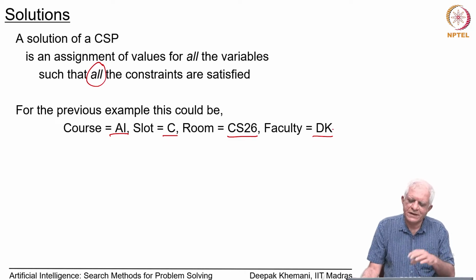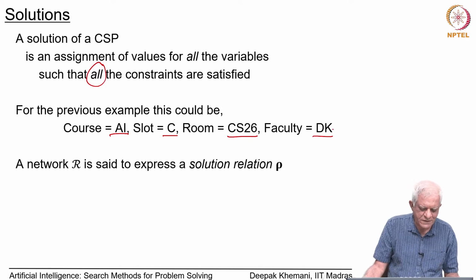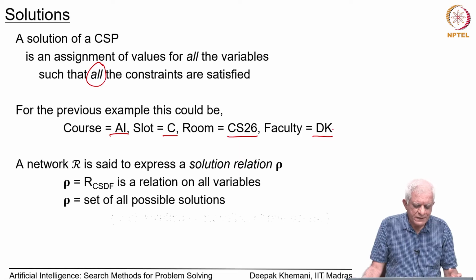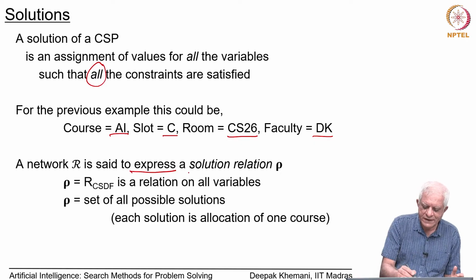For example, the same instructor cannot be teaching two different courses in the same slot. So, all those things will come into play, but this is just a small illustration. So, just to get us going, we say that a network R is said to express a solution relation. So, it expresses a relation called a solution relation.